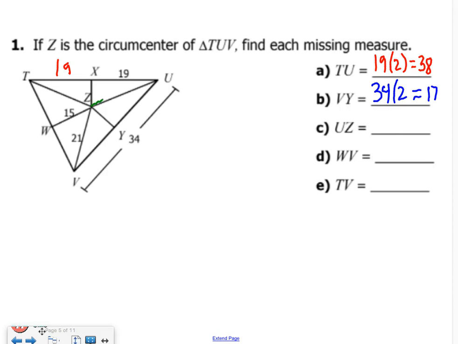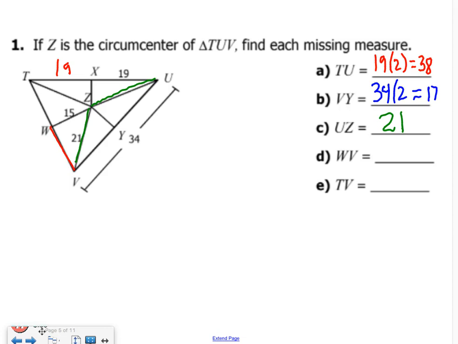UZ. How are we going to find that one? Equal distance to VZ. Is he right? Is it the same distance as VZ? Yes. Sure is. 21. WV. Do we know anything about that one? Yeah, it's the same as VY.